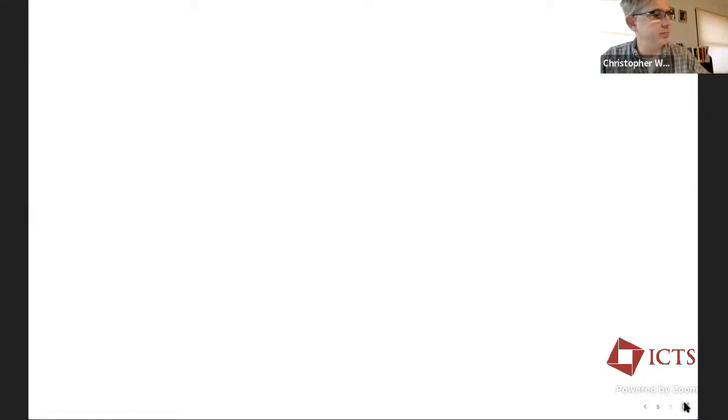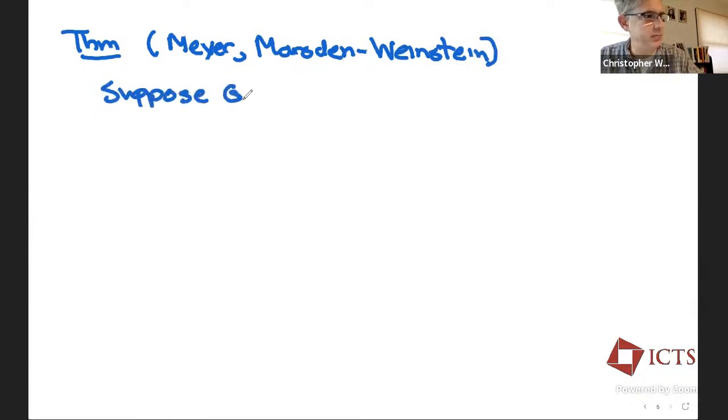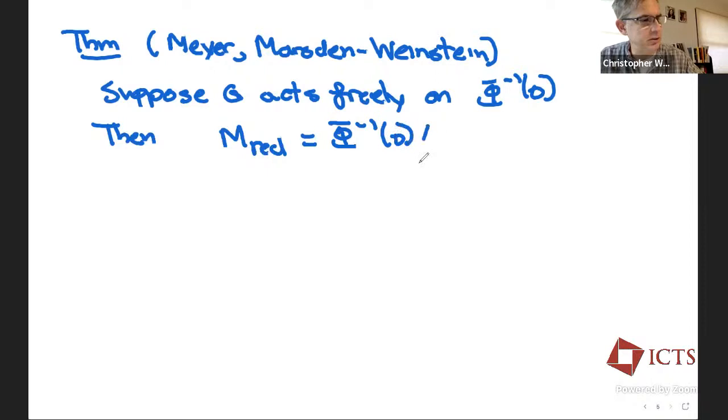So what's the theorem? Which is due to Meyer and Marsden-Weinstein. Suppose that G acts freely on the 0 level set. Then you define the symplectic quotient, or reduced space, by taking the inverse image of 0 and modding out by G.